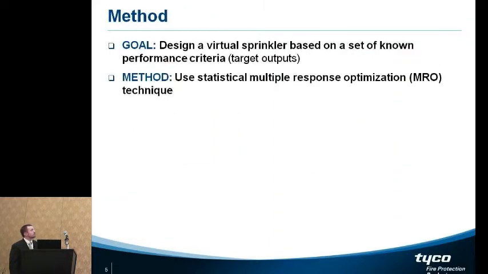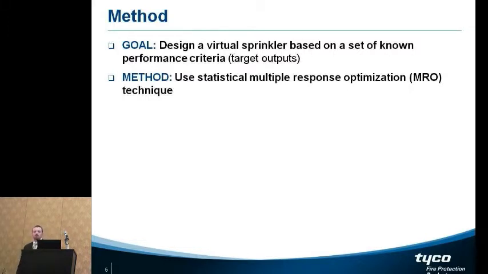Okay? So the goal of the method here is to design a virtual sprinkler spray based on a set of known performance criteria. We're going to call those target outputs, or you'll hear me refer to them later on as response variables. And for the method, we're going to borrow something from product development that has been used for years and years, which is using statistical methods.